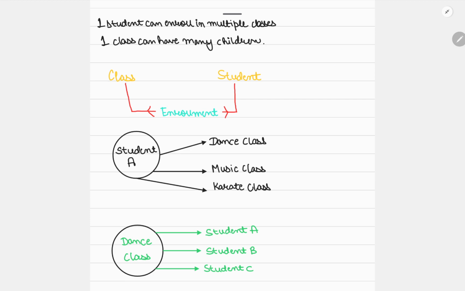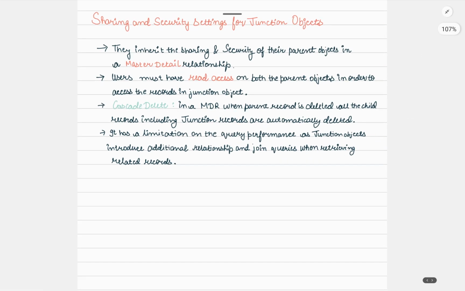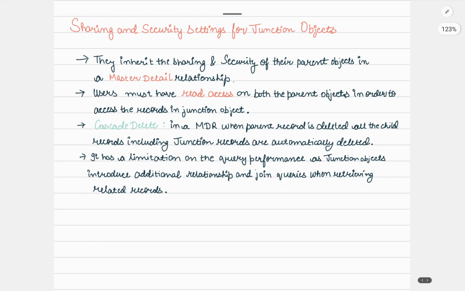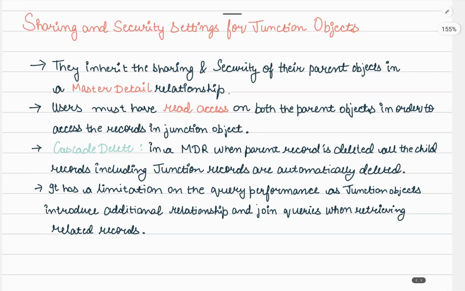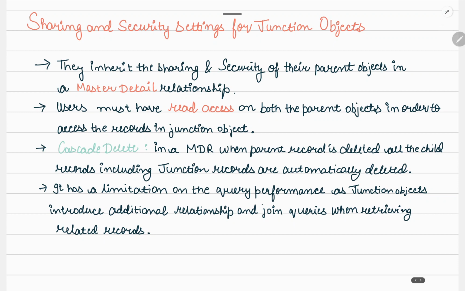Now let's talk about some of the scenarios or interview questions that might be asked or that one should know about junction objects. Our first, major question here is the sharing and security for junction objects, right? What junction objects do is they inherit the sharing and security of their parent objects, right? So if we have a master detail relationship, we would always have the sharing and security of the parent. Junction object doesn't have its own sharing and security.